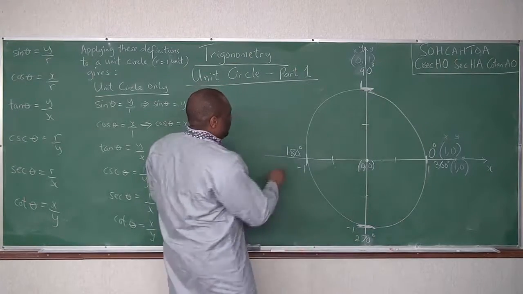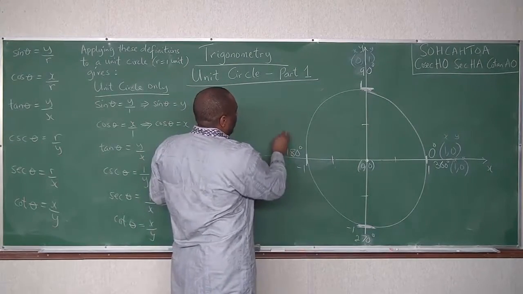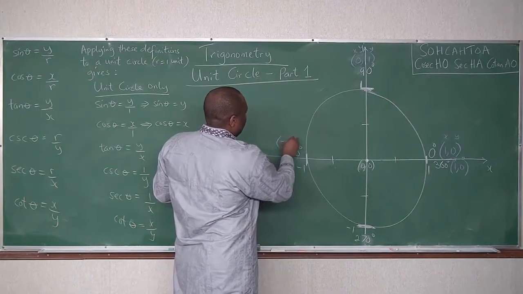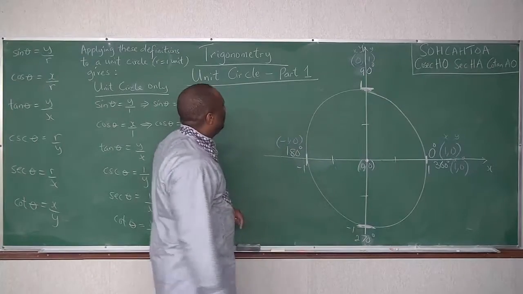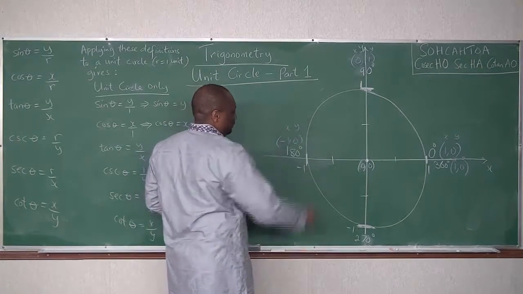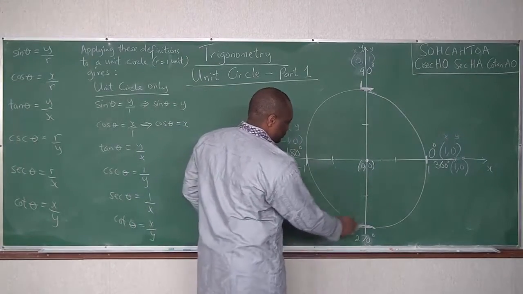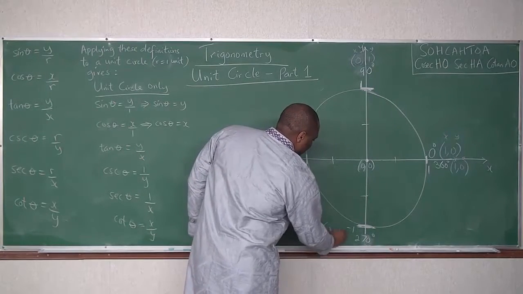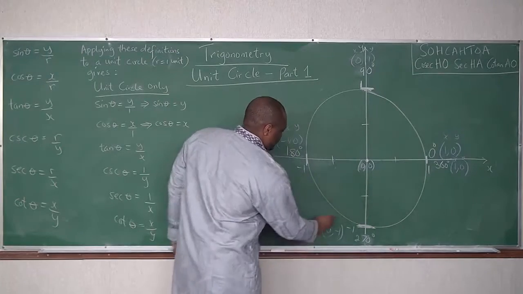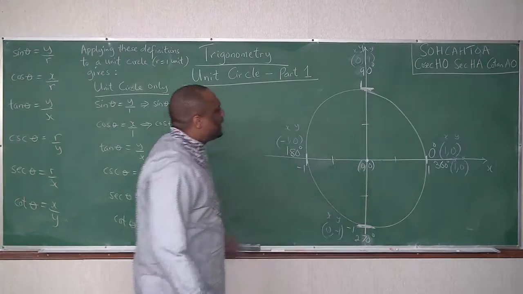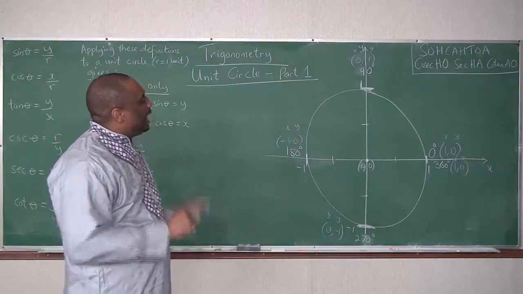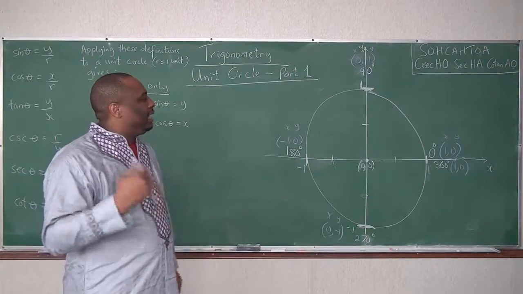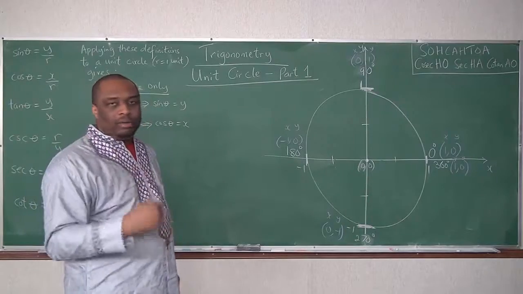Then this will be what now, folks? x is negative 1 and y is 0 here. And of course, this is x, y. Then here, at 270 degrees, x is 0 and y is negative 1. So these are the coordinates. Our quadrantal angles lie on either the x-axis or the y-axis.